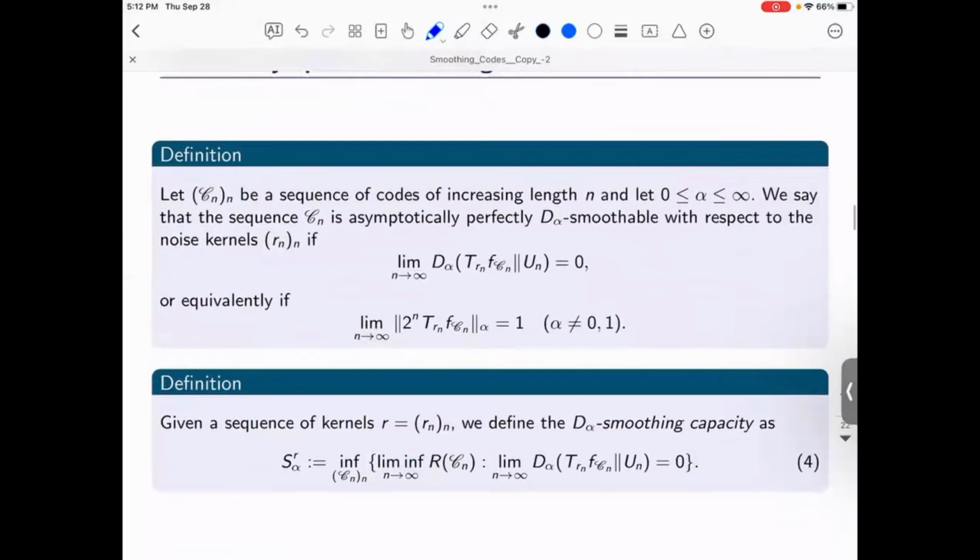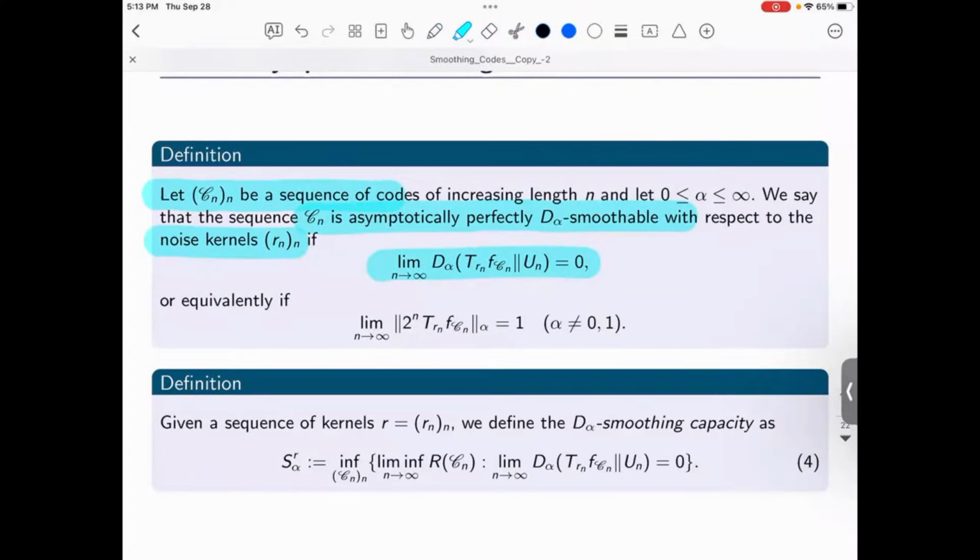That is, what do we mean by asymptotic smoothing? We are going to define it in a rigorous manner. Okay, let us parse this definition. Let's say you have a sequence of codes Cn and a sequence of noise kernels Rn. If we have this condition, that means asymptotically the alpha divergence goes to 0, then we call Cn asymptotically perfectly D alpha smoothable.